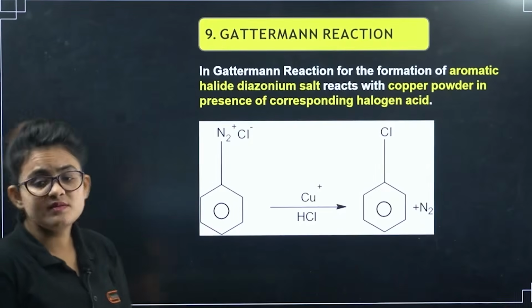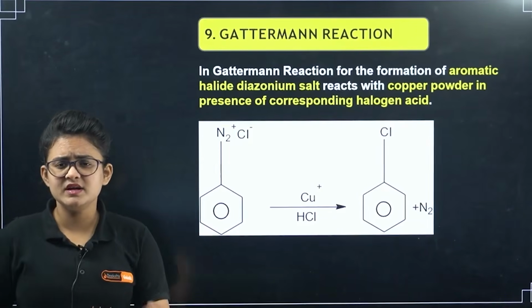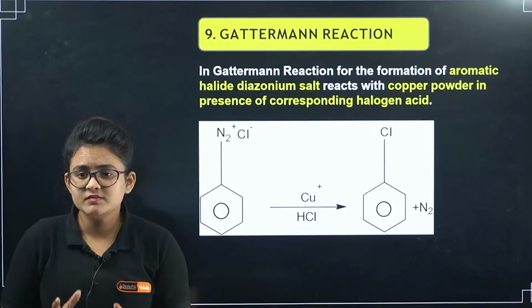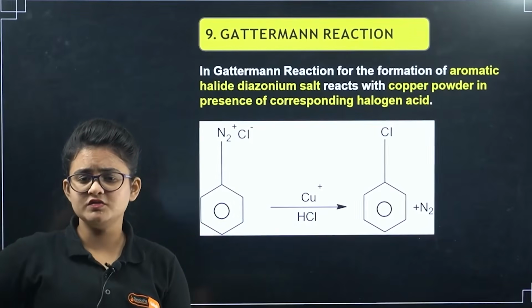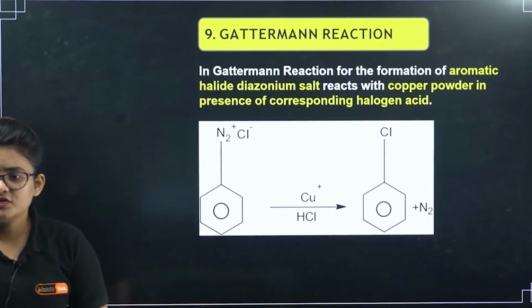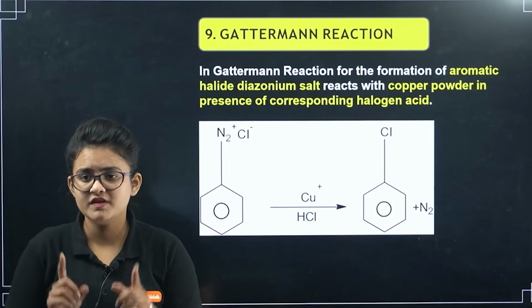Let's proceed. Here you can see the Gattermann reaction. The Gattermann reaction is nothing but you have the benzene diazonium chloride, and from there you can substitute it with Cl. So what do you have to give? Cu plus in the presence of HCl.